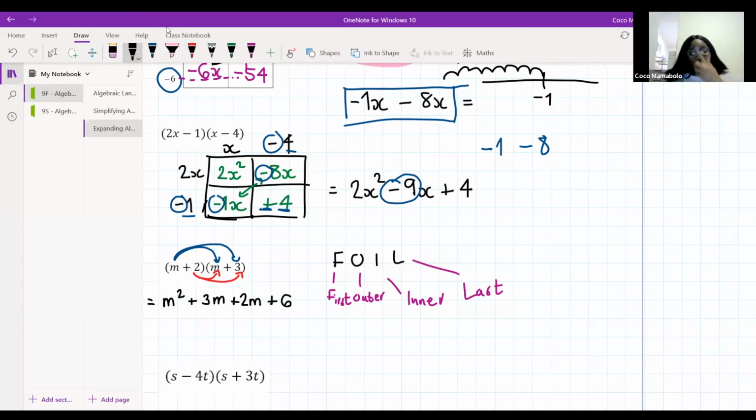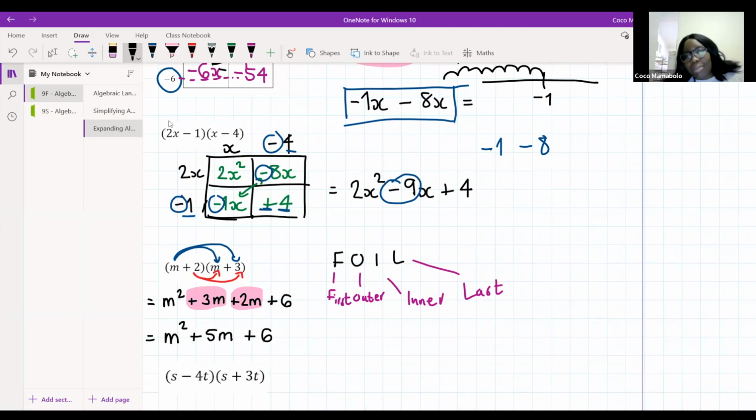Now, once we get to this point, just like we did in the table, we need to look for the things that are like terms. And I can see that 3m and 2m are like terms. So I'm going to add them together. I'm going to leave my m squared alone because it doesn't have a like term. I've got a positive 3m plus 2m. I've already got 3 m's and I add 2 more m's. That gives me 5m plus 6. The 6 also comes on its own because it doesn't have a like term.